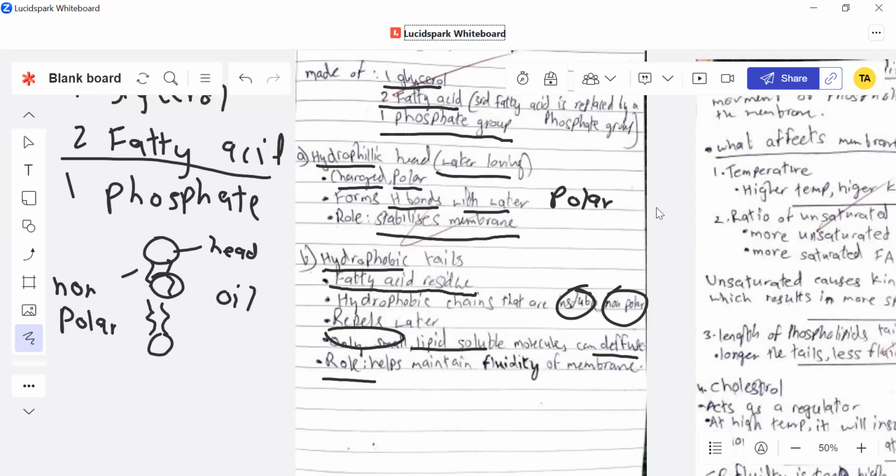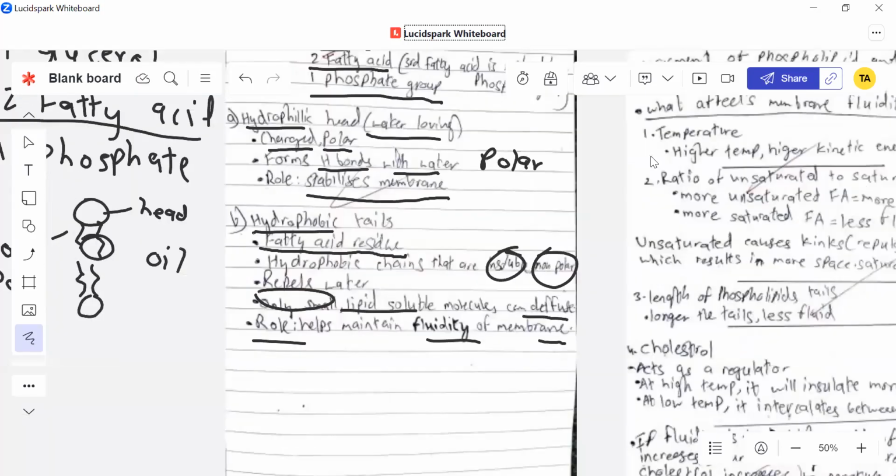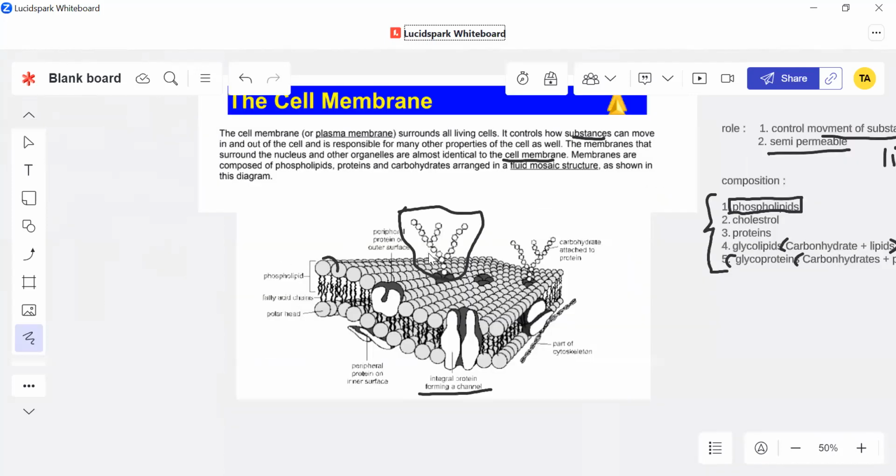And what is the role of these tails? They maintain fluidity of the membrane. So the head stabilizes the membrane and the tails help with the fluidity. So what is fluidity and stabilizing? Fluidity, right, is the movement of phospholipids and proteins in the membrane. So these phospholipids, all of these are phospholipids. They like to move around, as well as these proteins, because the ions are present everywhere. They like to move around. So that is called fluidity. When phospholipids, proteins, cholesterol move around, it's called fluidity.